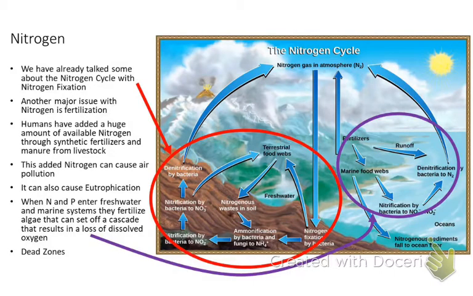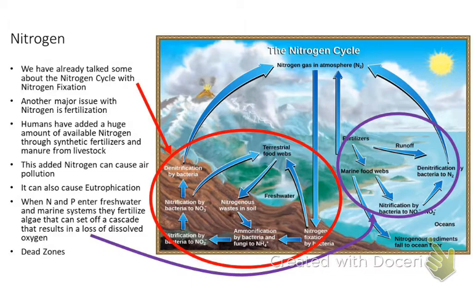Okay, this is going to be a lecture on a couple of the biogeochemical cycles, the nitrogen cycle, the phosphorus cycle, and how nitrogen and phosphorus can impact waterways, streams, rivers, lakes, and even the marine system.